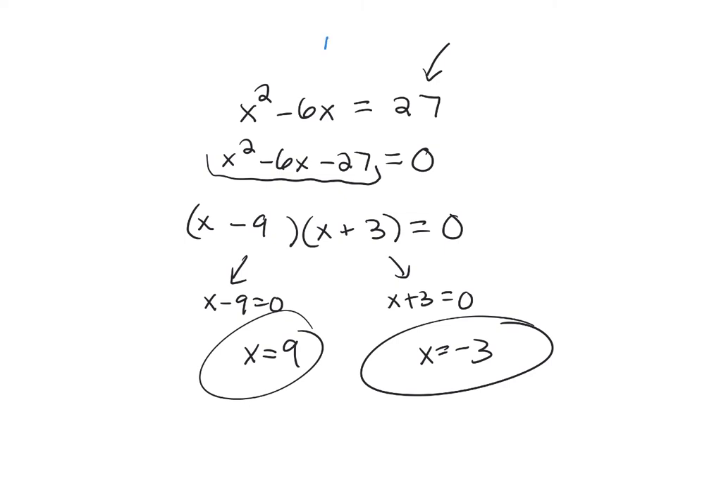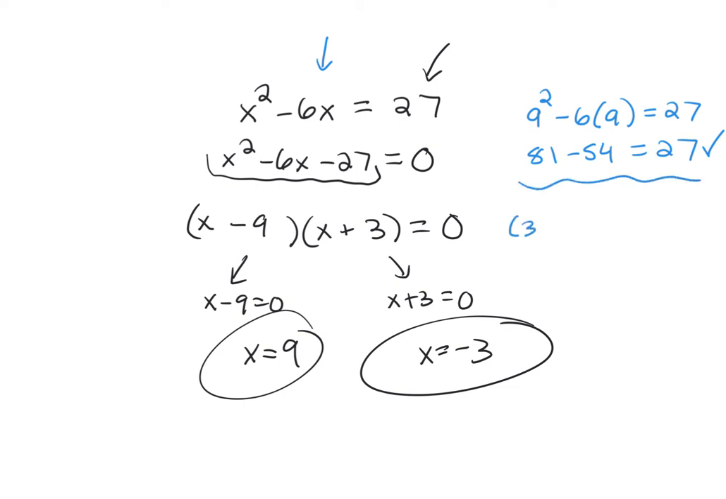When you're done, go back up to the original and check your answers. Plug in for x. So is 9 squared minus 6 times 9, does that equal 27? Is 81 minus 54, does that equal 27? Yes, it does. And then plug in negative 3. So negative 3 squared minus 6 times negative 3, does that equal 27? Is 9 plus 18, does that equal 27? Yes, so you can always check your answers.